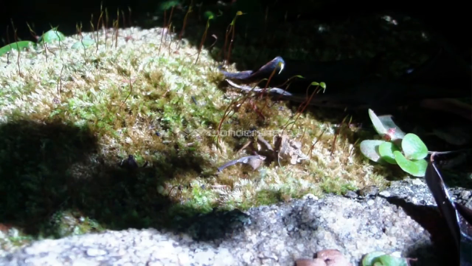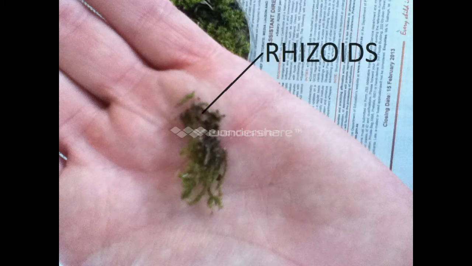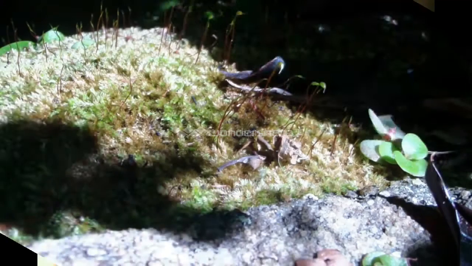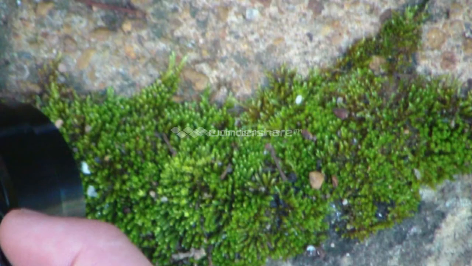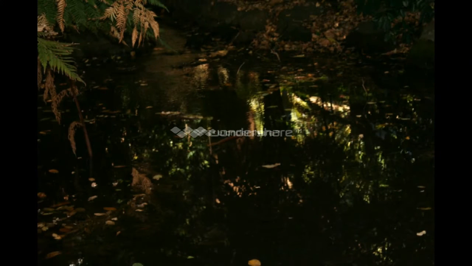They do, however, have simple leaf-like structures and an early form of root system called rhizoids. They reproduce sexually via spores, but are dependent on the presence of water around them, as their gametes, or sex cells, can only move through water.